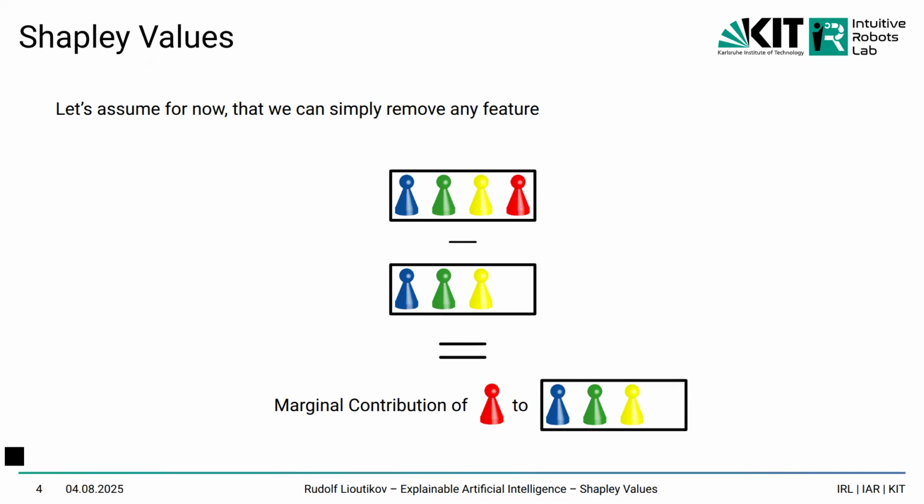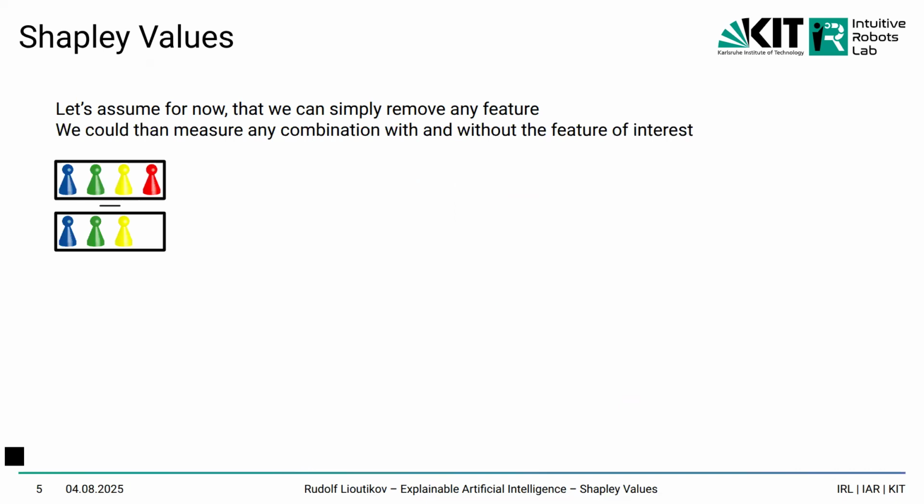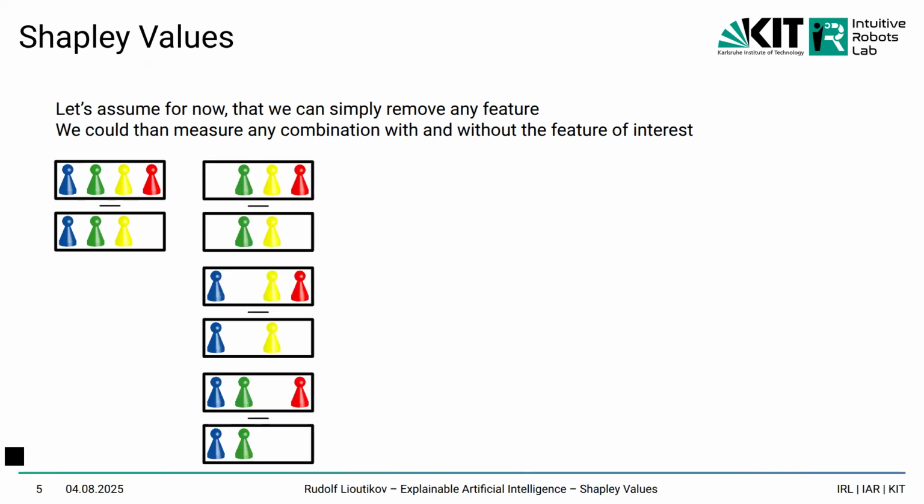However, we cannot do this just for this one composition, we would have to do this for all possible instances, right? So we could measure all combinations that are of interest to us. For instance, in this setting, but also what if we have only a 3-player setup? We also need to evaluate how much red contributes in the 3-player setup. So blue is gone, here red is there, red is gone. Then green is gone, and red is there, red is gone. And then yellow is gone, and red is there, red is gone.